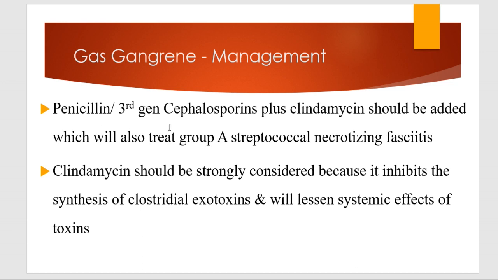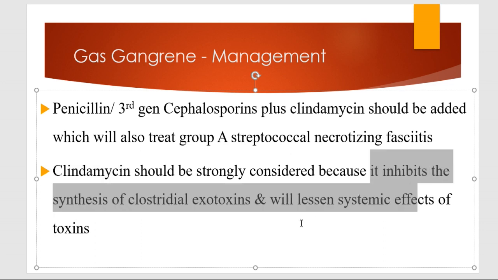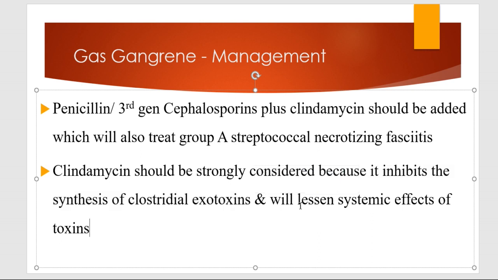The drugs: the penicillin group or third generation cephalosporins, plus clindamycin. Clindamycin is important here. It should be added because this combination will also treat the group A streptococcal necrotizing fasciitis part. Clindamycin should be strongly considered in patients of gas gangrene because it inhibits the synthesis of clostridial exotoxin, as well as lessening the systemic effects of toxins produced by the Clostridium family.